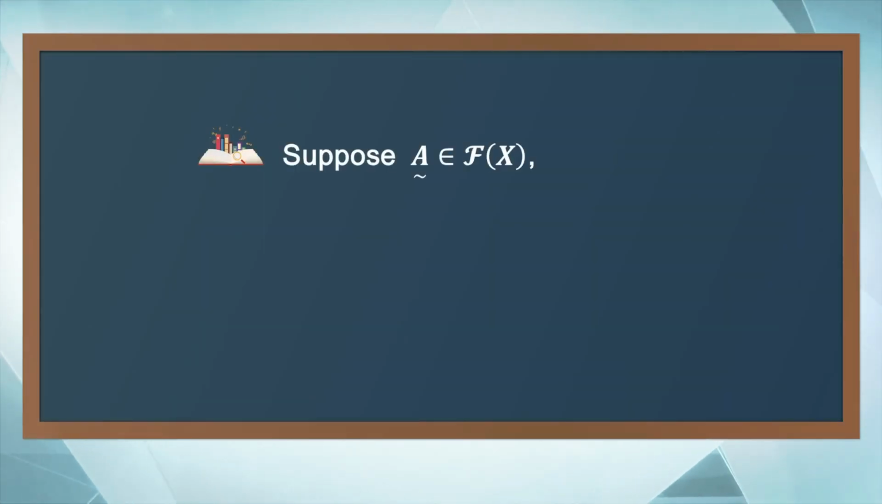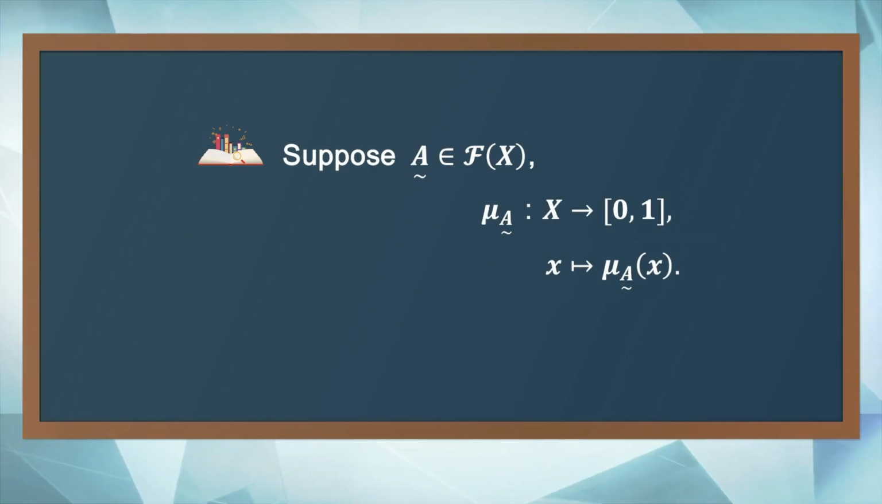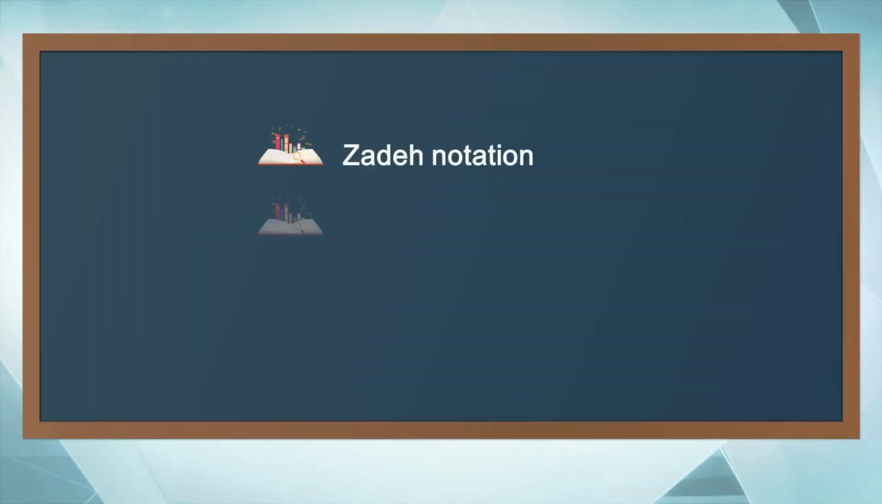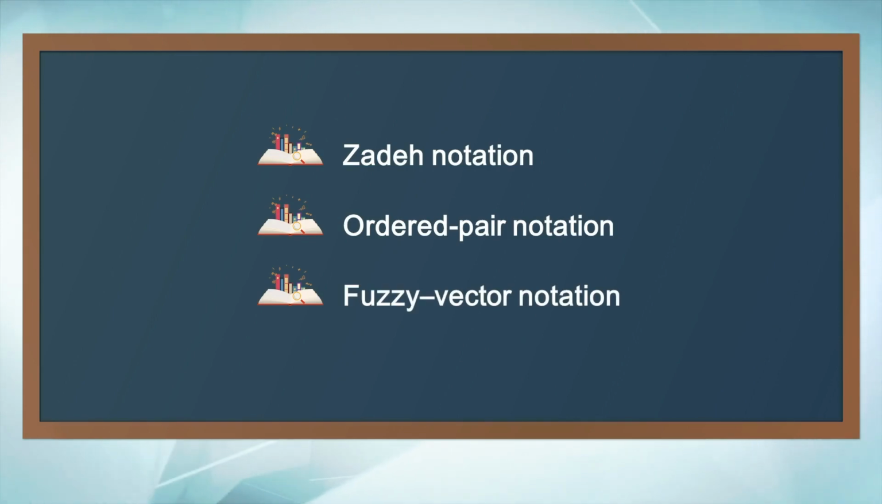A fuzzy set A is characterized by its membership function from the universal set to the closed interval from 0 to 1. For each element x, the degree of membership of x in fuzzy set A is mu sub A of x. In this lecture, we are going to introduce three types of notations for fuzzy sets: Jardine notation, ordered pair notation, and fuzzy vector notation.